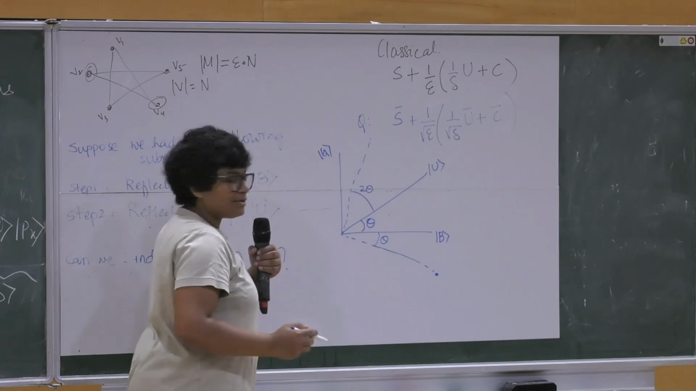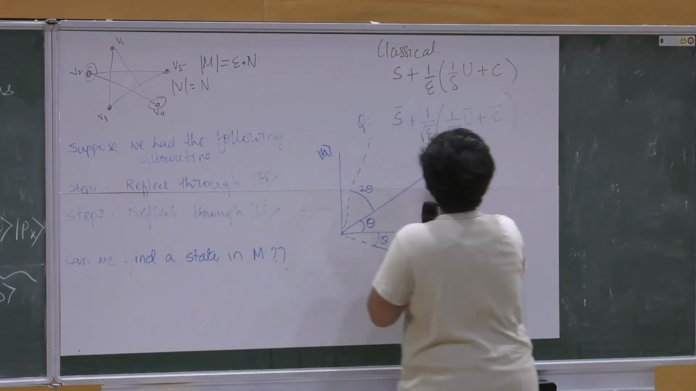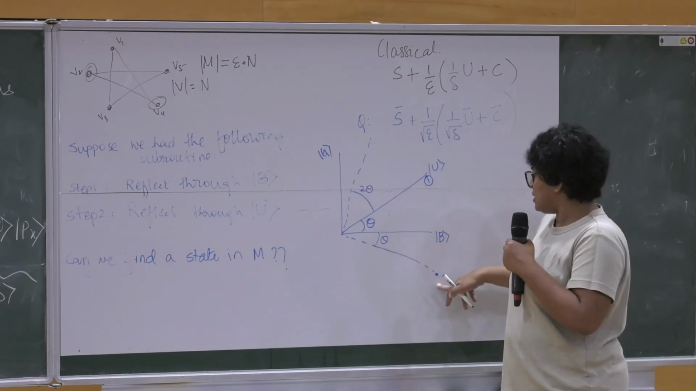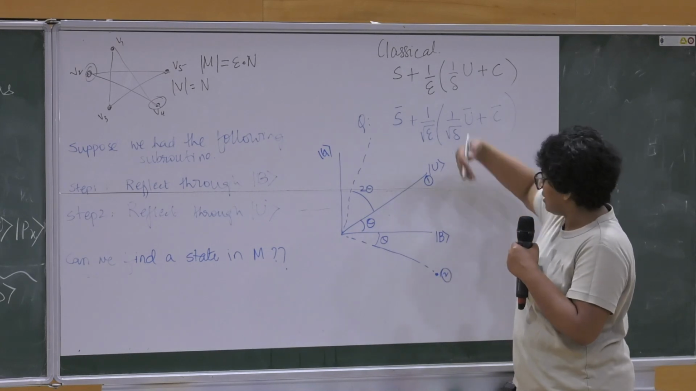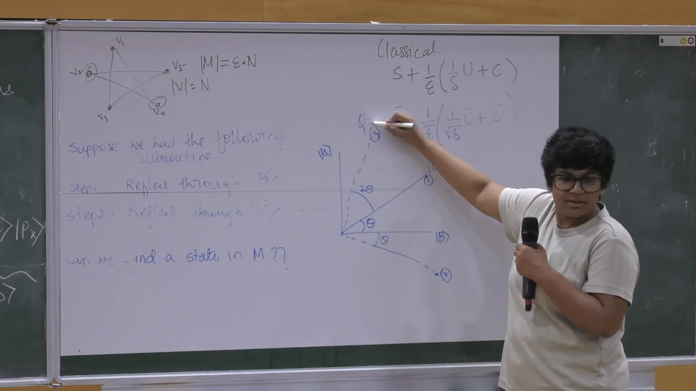Now see, I started with my vector, which was initially here. I did one reflection through B. I reached here. This is my step 2. I did another reflection by U. I reached here. This is my step 3, right?